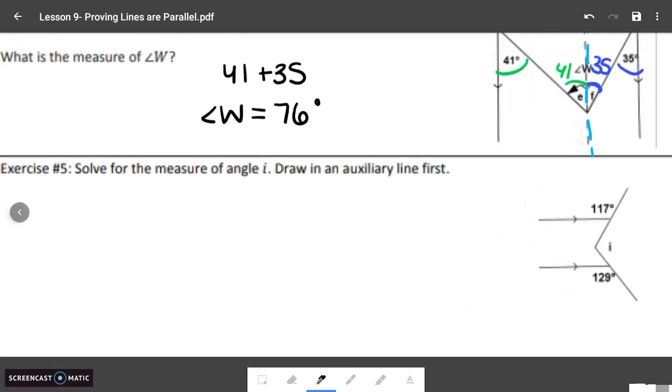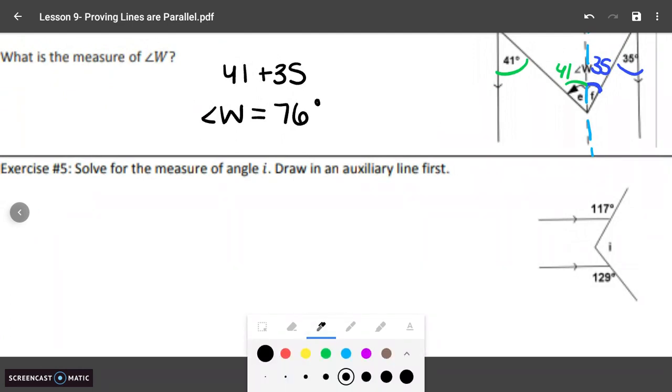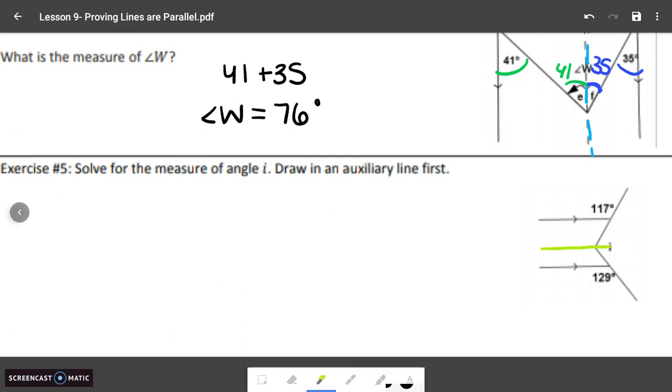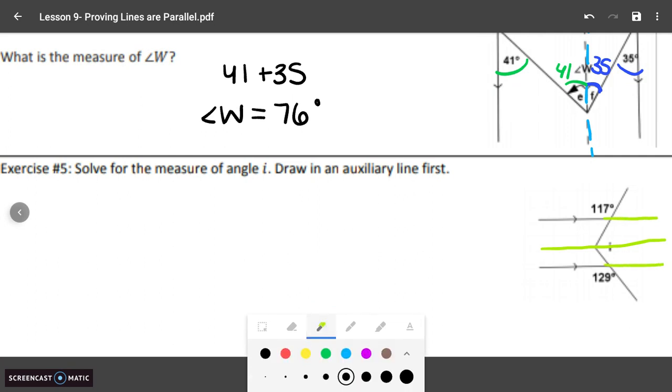In this case, we'll draw our own auxiliary line. So when I draw in an auxiliary line, it can just be somewhere that might be helpful. So I'm going to put that right through that angle I that we're looking to find. And I can extend parallel lines because parallel lines can technically go on forever. So I can use that and do the same thing we did before.